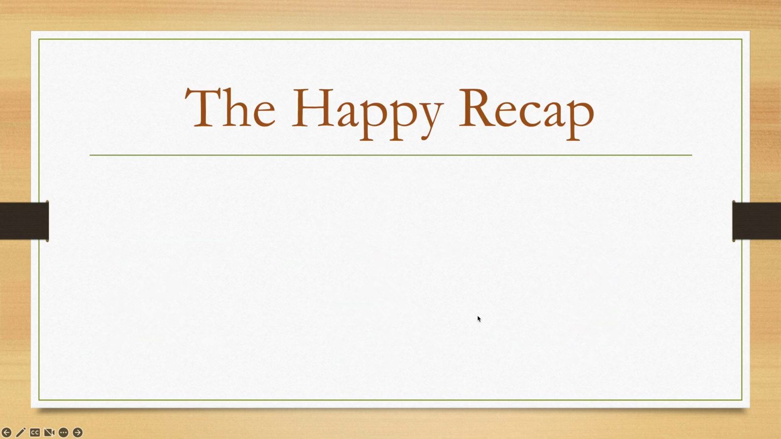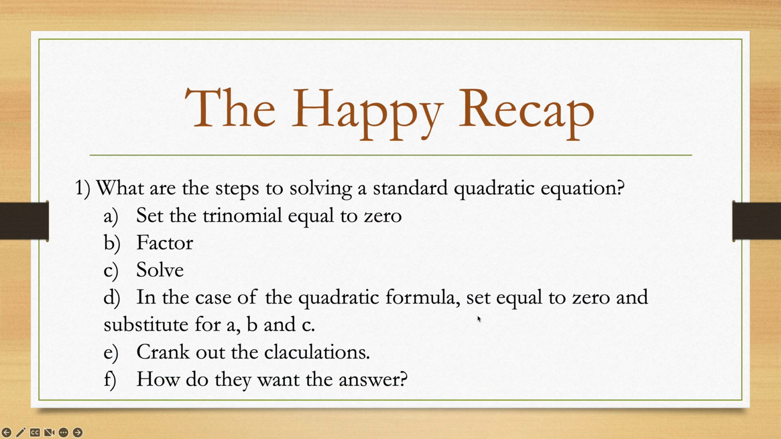The happy recap. What are the steps involved in solving a standard quadratic equation? Set that trinomial equal to 0. Factor, solve. And in the case of the quadratic formula, you want to set equal to 0 and substitute for a, b, and c. Crank out those calculations. Then you got to ask yourself, how do they want the answer? Do they want radical form or do they want decimal form? That determines whether you convert it to a decimal.